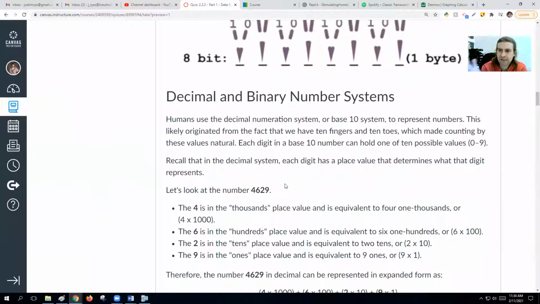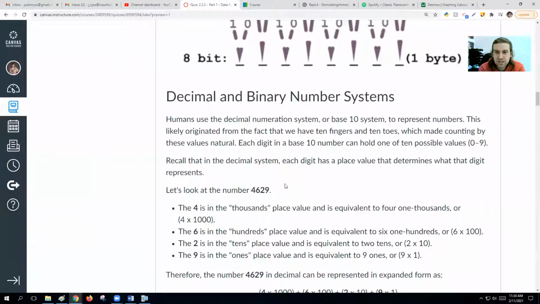So how do we take what a computer can read and understand, 1 byte, which is 8 bits, and convert that into our number system? Humans use the decimal numeration system, also known as the base 10 number system, to represent our numbers. This likely originated from the fact that we have 10 fingers and 10 toes, and it's just what we came up with when we started counting.